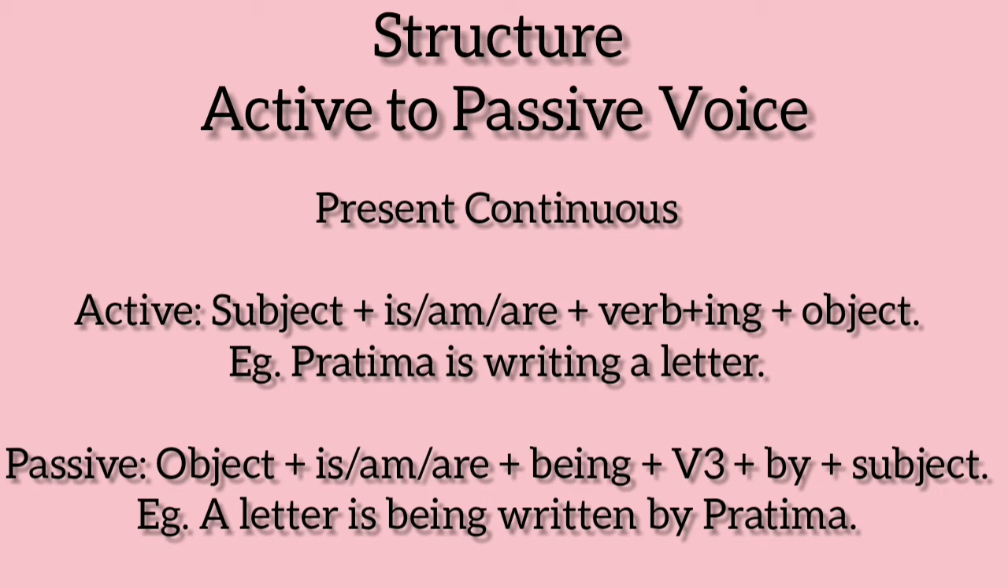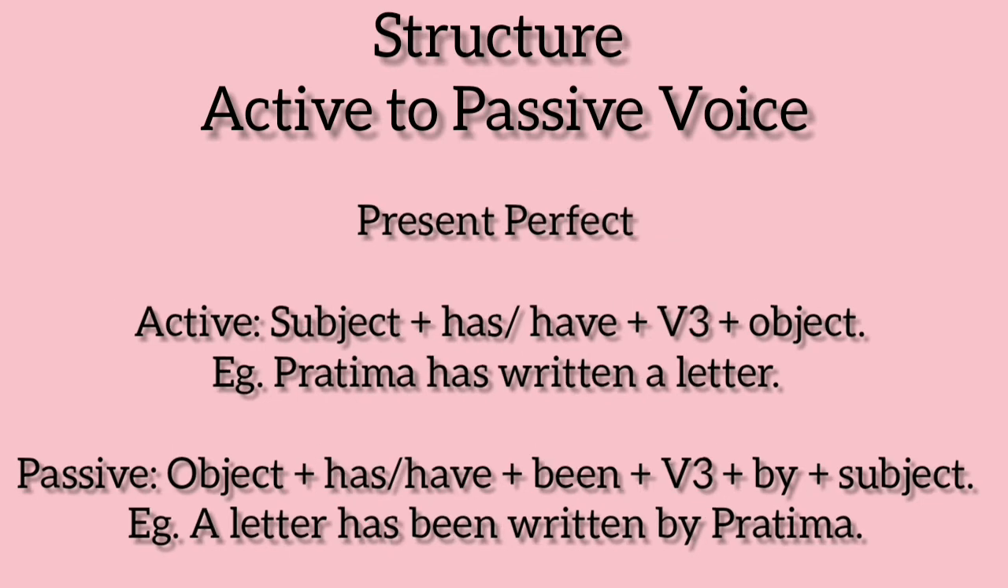The present continuous active sentence is Pratima is writing a letter, and the passive voice will be a letter is being written by Pratima. For present perfect, the passive voice structure will be object plus has been plus verb in the third form plus preposition by plus the subject of the sentence. For example, the active voice is Pratima has written a letter. The passive voice for present perfect will be a letter has been written by Pratima.